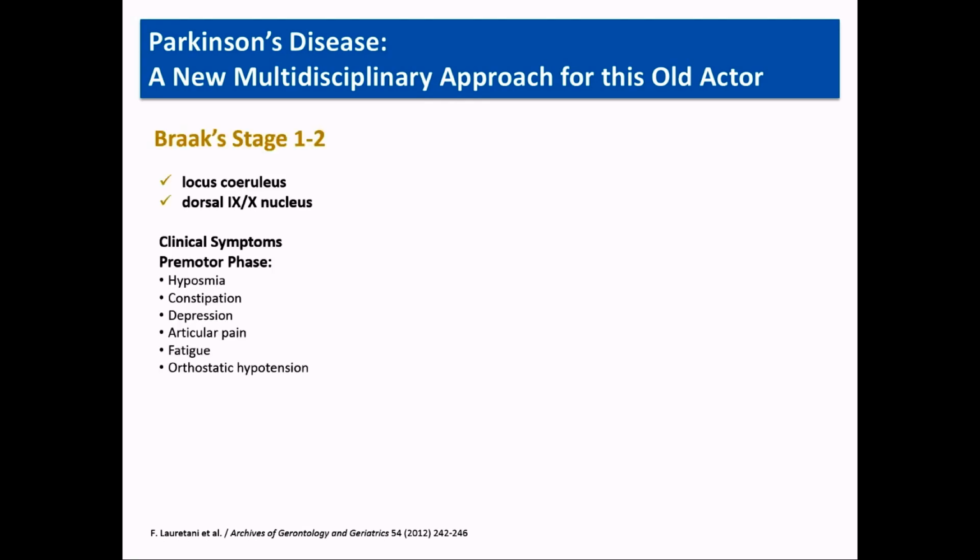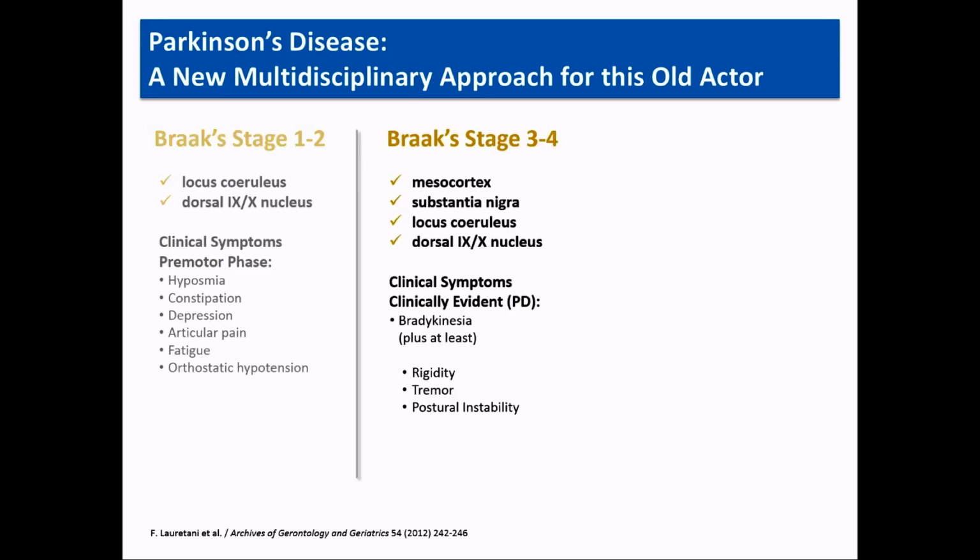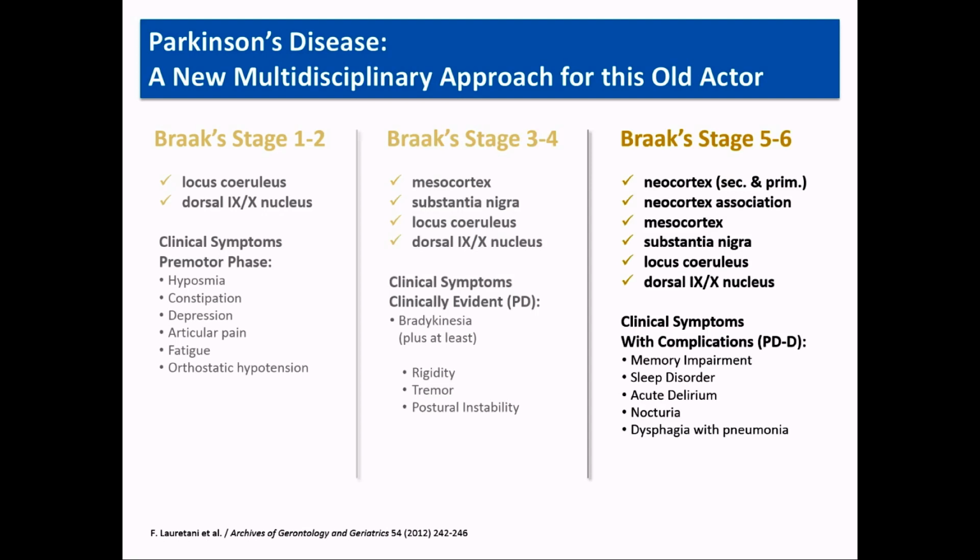There are corresponding brain changes with each of the stages. The locus coeruleus and dorsal 9 and 10 nucleus are associated with premotor symptoms, the mesocortex and substantia nigra with the classic bradykinesia, rigidity, tremor, and postural instability symptoms, and the neocortex with memory impairment late in the course of the disease.